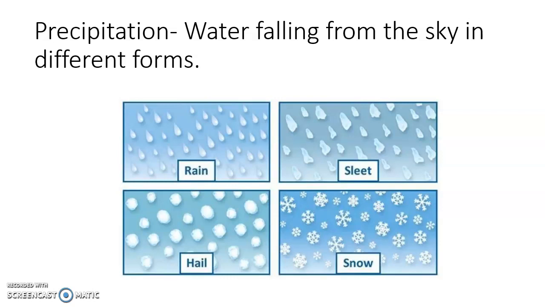Sleet is slush falling from the sky. Sleet forms when raindrops freeze into ice as they fall to the ground. They are usually smaller and wetter than hailstones.